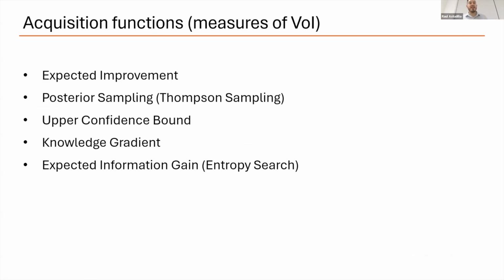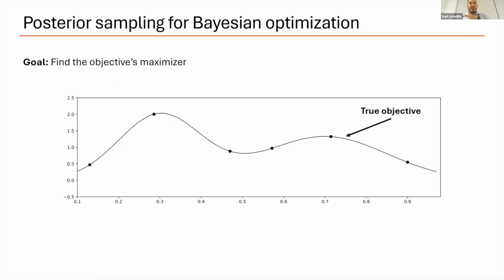Okay, so let's go back again to these different acquisition functions. Which of these acquisition functions can actually be generalized to handle this new, more general problem setting? I'm going to show you that posterior sampling, also known as Thompson sampling, can actually be generalized to this more general problem. Before I describe the algorithm for the general problem formulation, let me describe what posterior sampling looks like for regular Bayesian optimization.